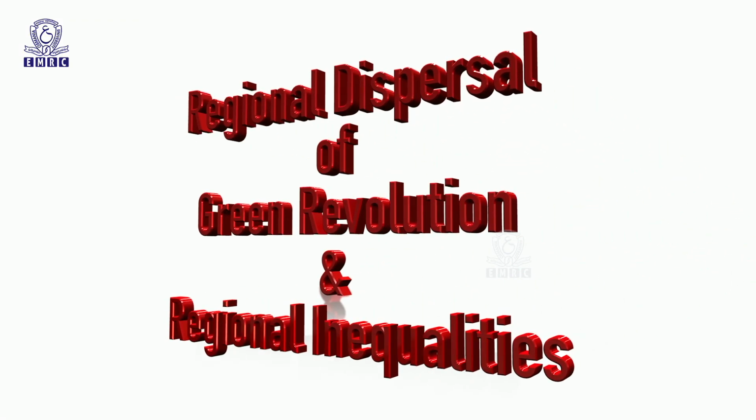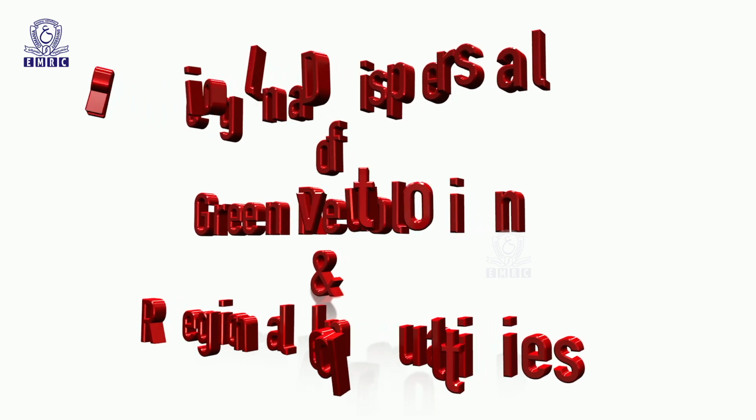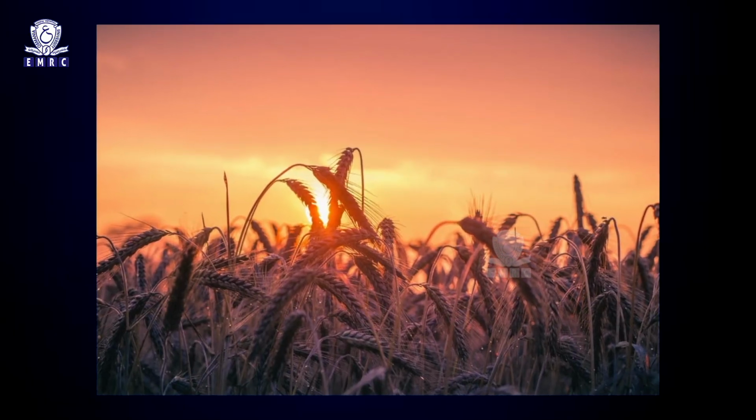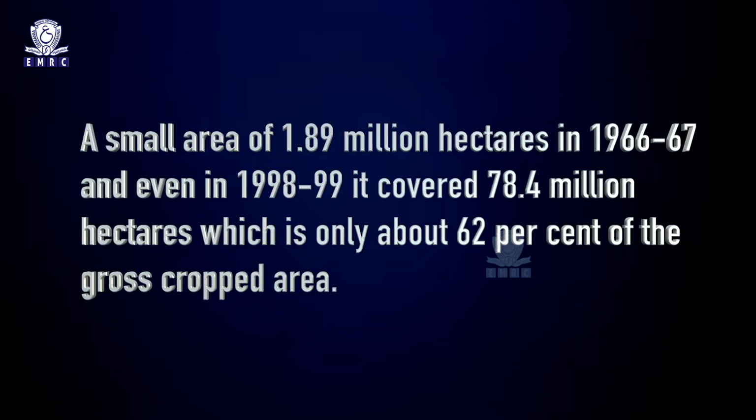The social and economic consequences of Green Revolution can be discussed as follows. Number 1, regional dispersal of Green Revolution and regional inequalities. As stated earlier, the high-yielding varieties program was initiated on a small area of 1.89 million hectares in 1966-67, and even in 1998-99 it covered 78.4 million hectares, which is only about 62% of the gross cropped area.